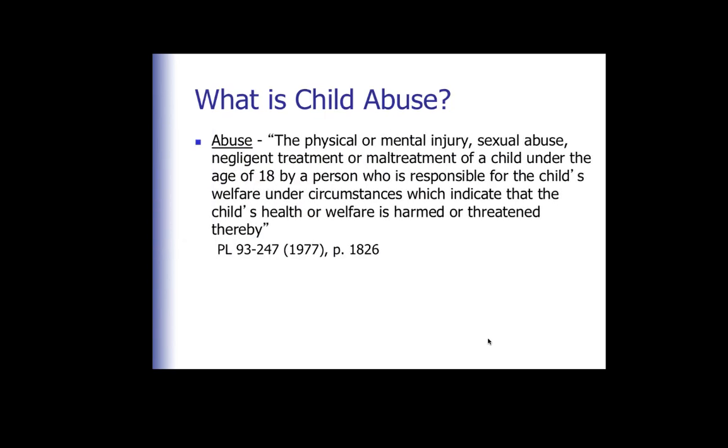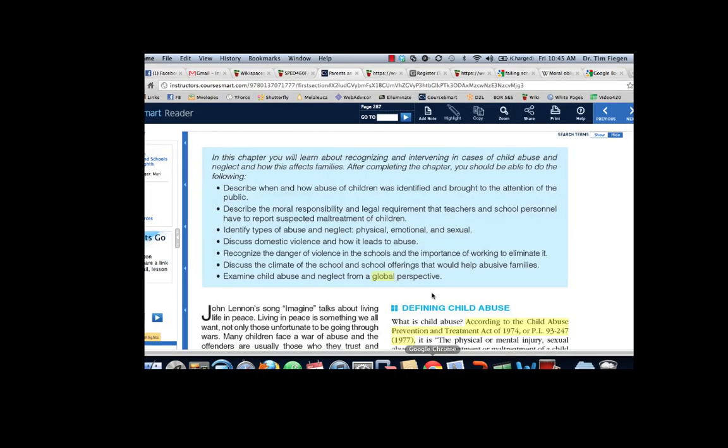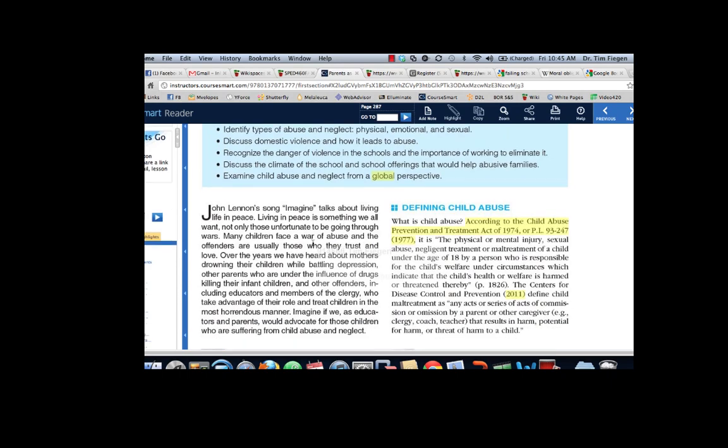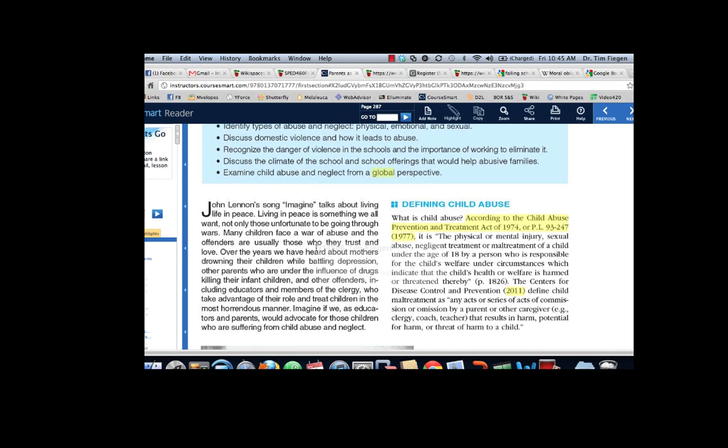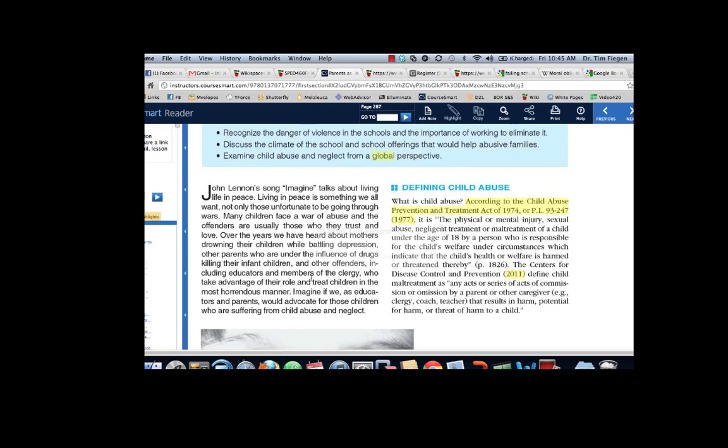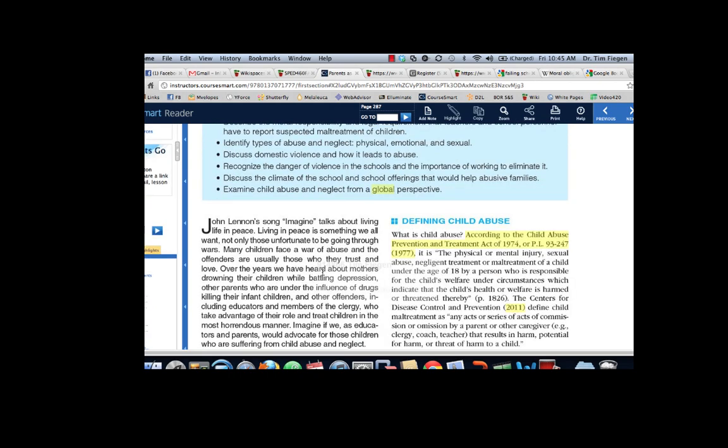Let me get to the textbook here. This first part here talks about John Lennon's song, Imagine. It talks about living a life of peace, and it makes the case of what it would be like to live in fear if you're a child. And you've got to just kind of follow along with it here, what your responsibility is.